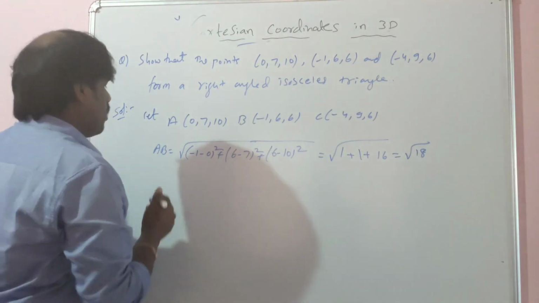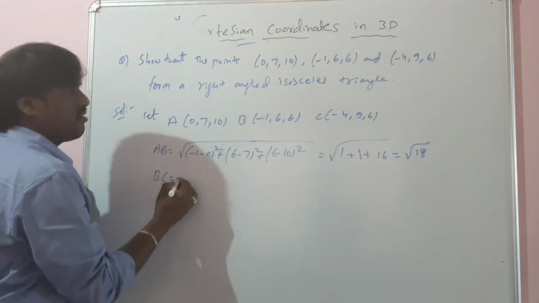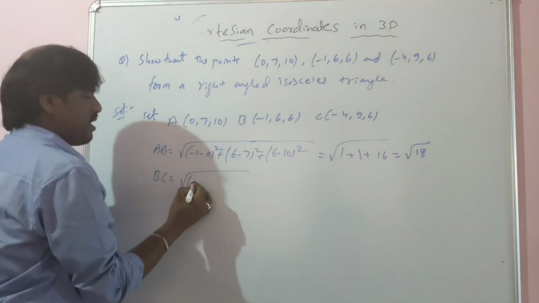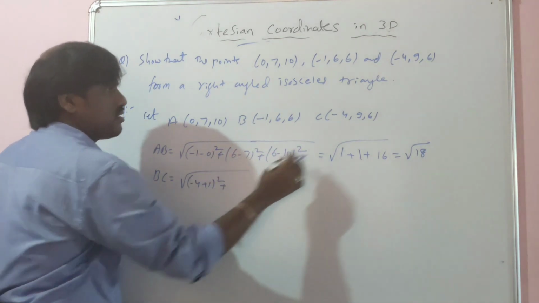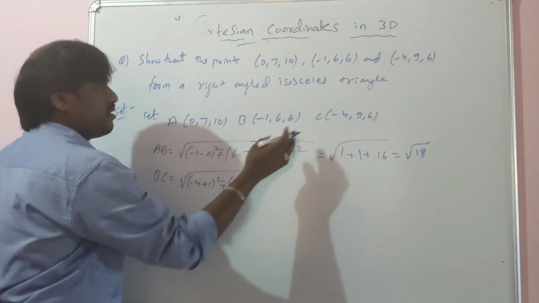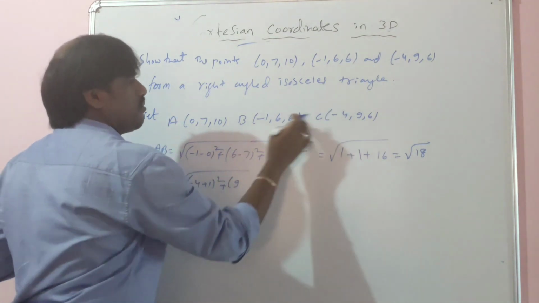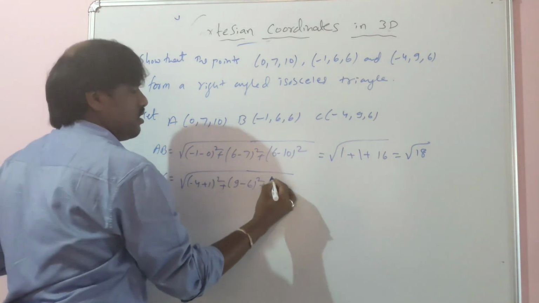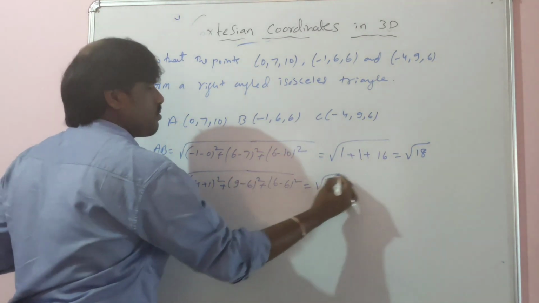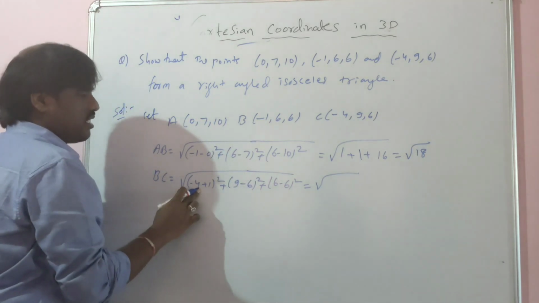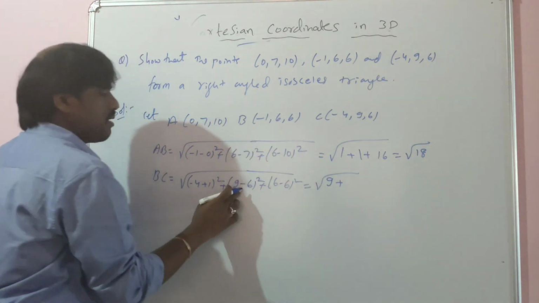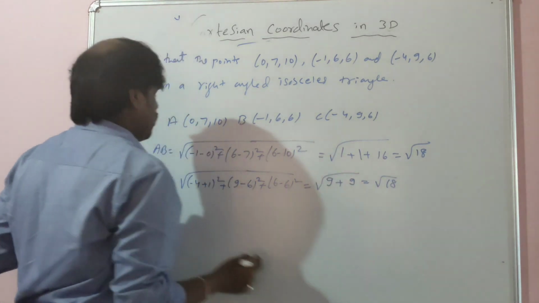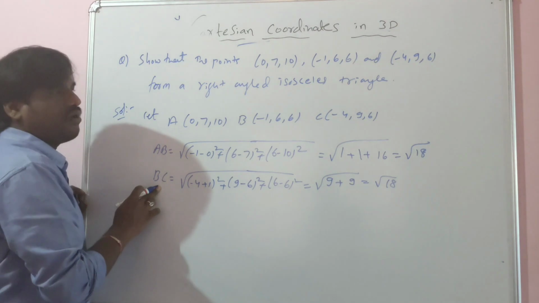Now let us go for the BC distance. BC is equal to the square root of (minus 4 plus 1) whole square plus (9 minus 6) whole square plus (6 minus 6) whole square, that is the square root of 3 square, 9, plus 3 square, 9, and this is the square root of 18. So I got the AB distance and the BC distance as the square root of 18.